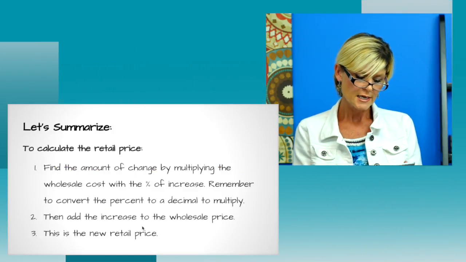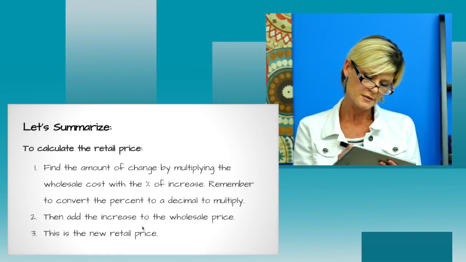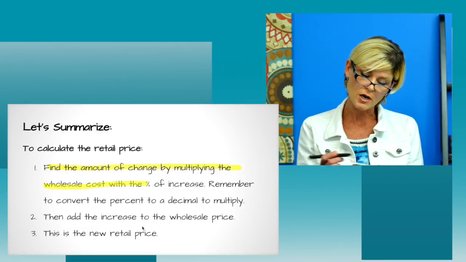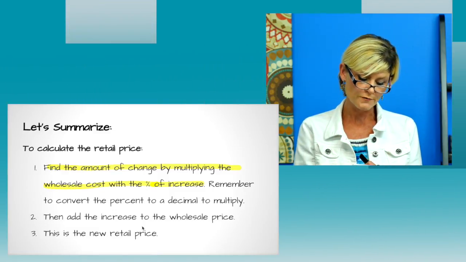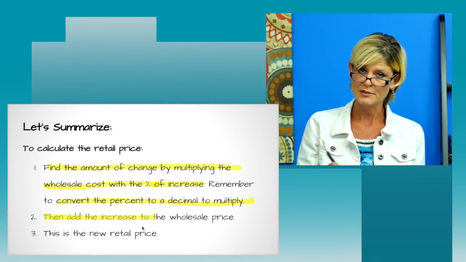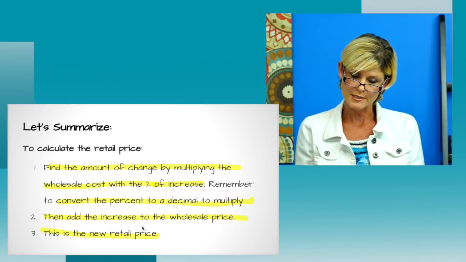Okay, so let's summarize. To calculate the retail price, you find the amount of change by multiplying the wholesale cost by the percent of increase. Remember to convert your percent into a decimal to multiply. Then you just add the increase to the wholesale price, and then you have your new retail price.